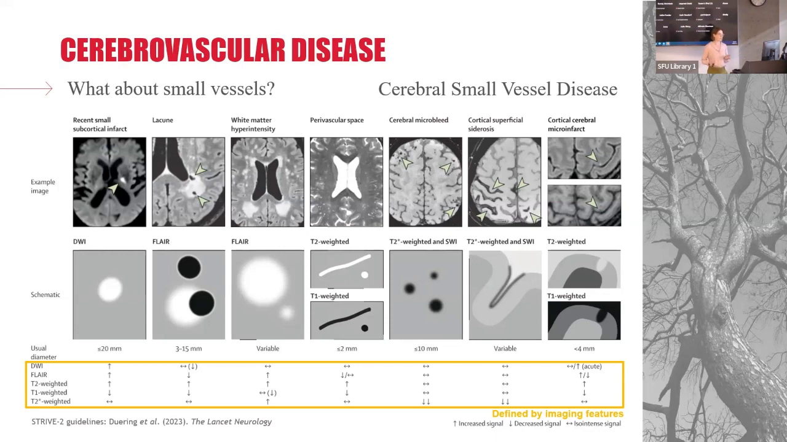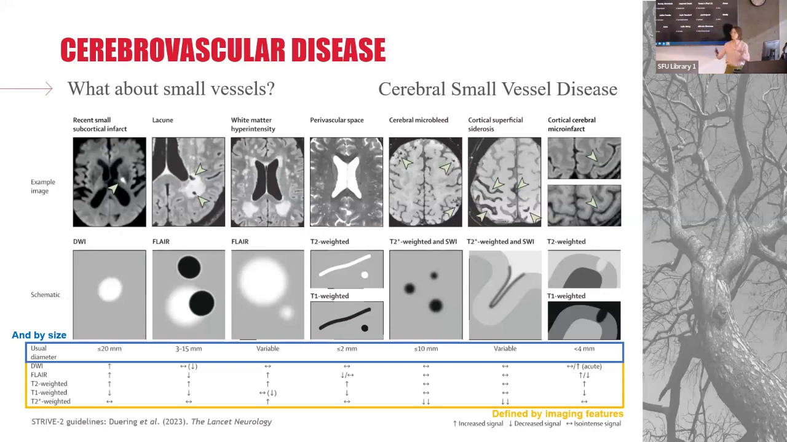And the other thing to note is that these are also defined by size. So there is no clear boundary between small vessel disease and overt stroke. And in fact, some of the subtypes of small vessel disease, let me just grab my mouse here.